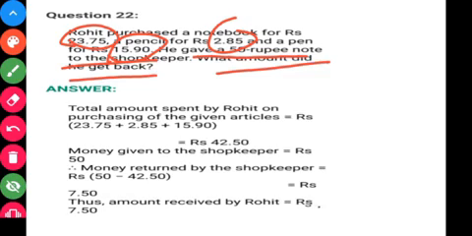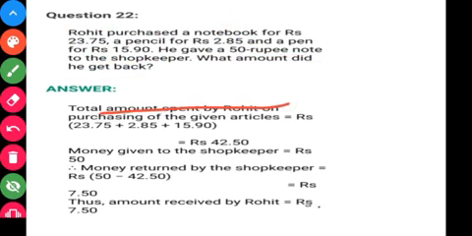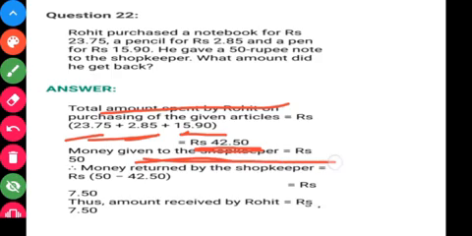Okay, so find the total cost. Here the total amount spent by Rohit on purchasing the given articles: 23.75 for the book, 2.85 for the pencil, and 15.90 for the pen. So the sum of this is 42.50 rupees. Understand? That means he spent 42.50 rupees.